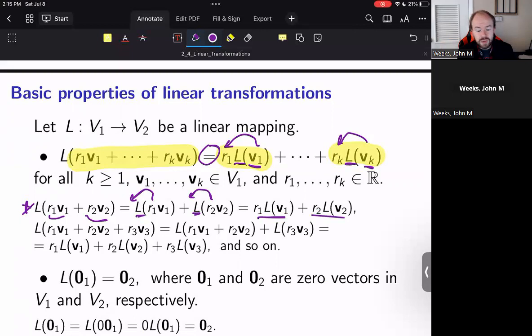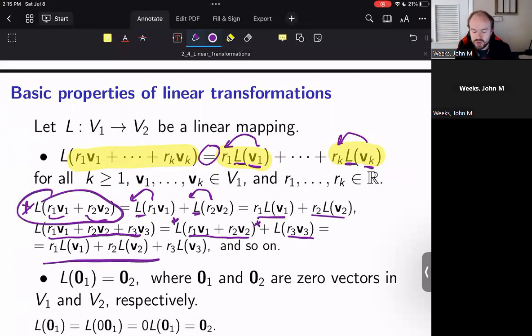But it doesn't stop at two vectors. We could have done this with three vectors by first breaking apart the R1v1 plus R2v2, and then breaking apart the R3v3. Now, we already know what this first part is because we just did it up here, so we can write it like this. So there's a substitution going on there. And finally, we can break apart the R3L(v3). There's a little bit of an induction going on in order to see how this might be proven. It's a little proof by induction taking place here.